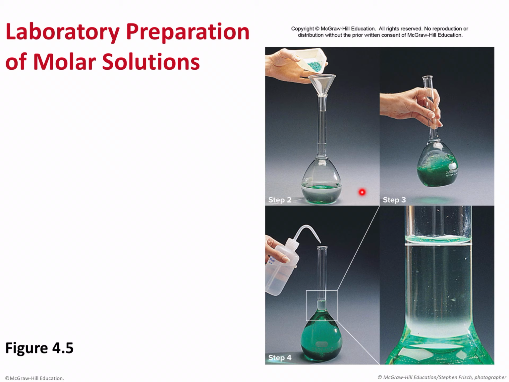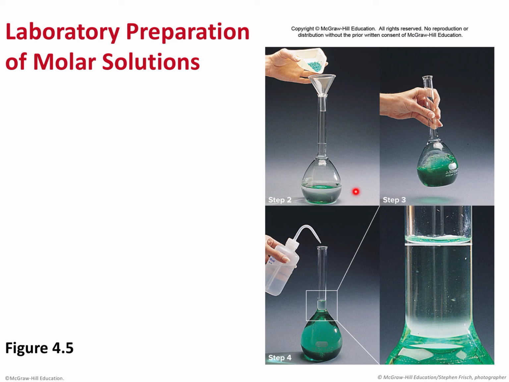You put it in here, and then with half the amount of water, without filling it up all the way to this mark, you're going to dissolve your solid completely with water. After all the solid has been completely dissolved, then you add water up to the 100 or 250 or whatever mark that you want that is on this volumetric flask.